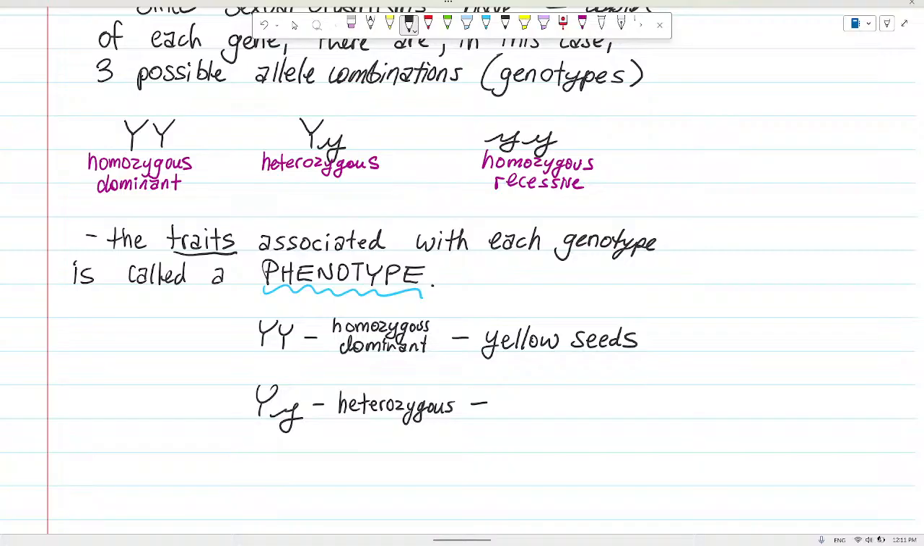We know. What will this one's seeds look like? What will its phenotype be? Yellow seeds. Because again, even though it has both alleles, one allele is dominant over the other.